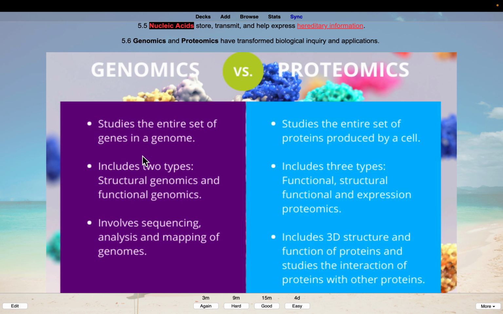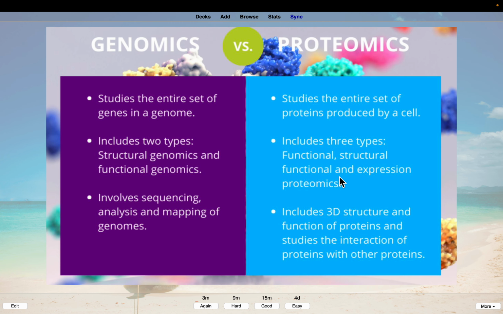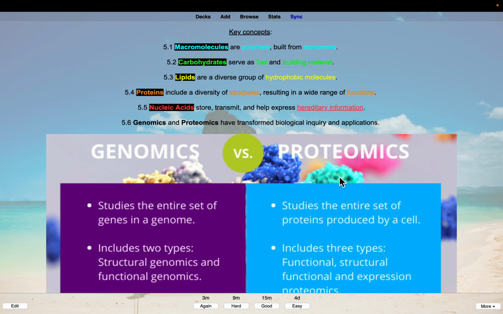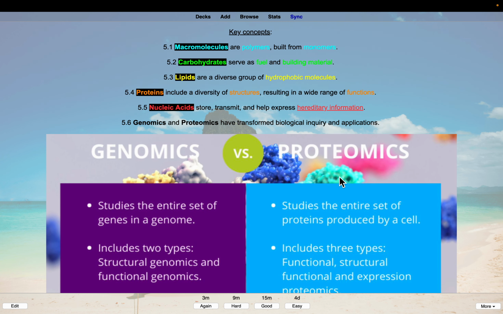Two types in genomics: structural and functional. Genomics involves sequencing, analysis, and mapping of genomes. For proteomics, there are three types: functional, structural, and expression proteomics. Okay. I don't think this is going to be that important. I don't remember this being in the grade 12 exam. But at least this is just for extra information.